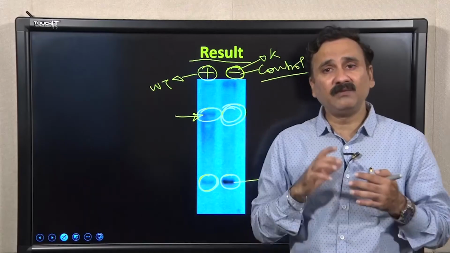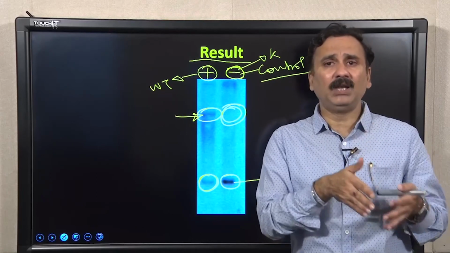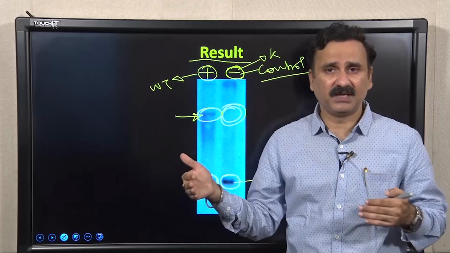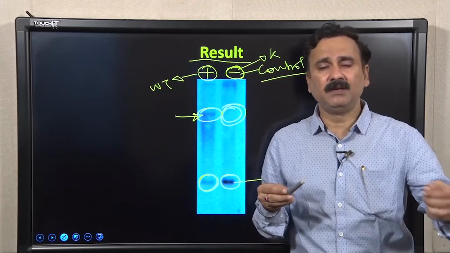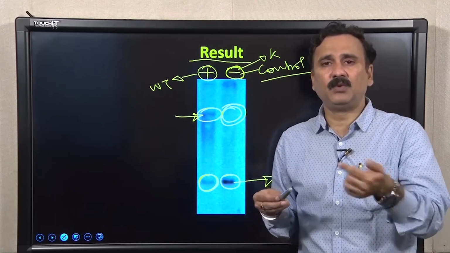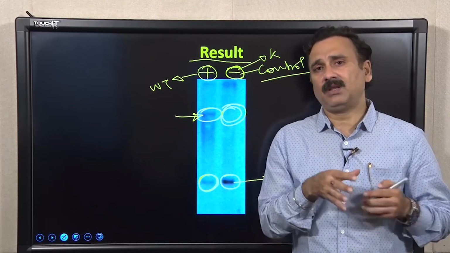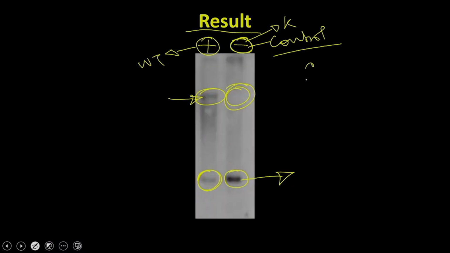So this is one of the applications of the southern blotting where you are looking for a particular band appearance or disappearance. If you are doing a knockout of a particular gene, that gene is not going to be present in the genomic DNA, so that band is going to be absent when you do the southern blotting. The other thing where the southern blotting is also used is called the copy number.